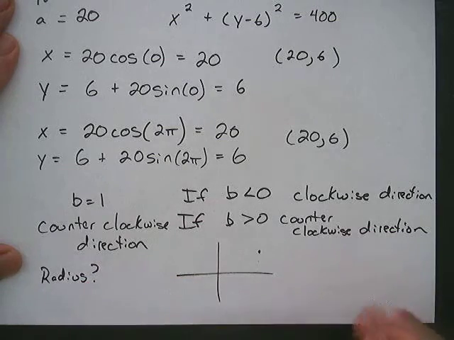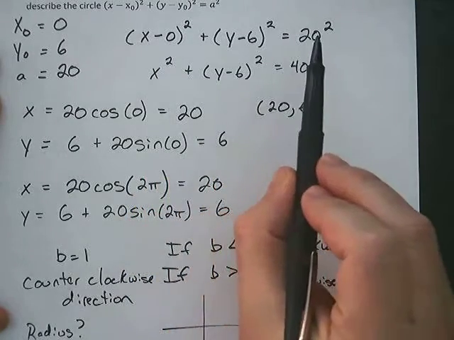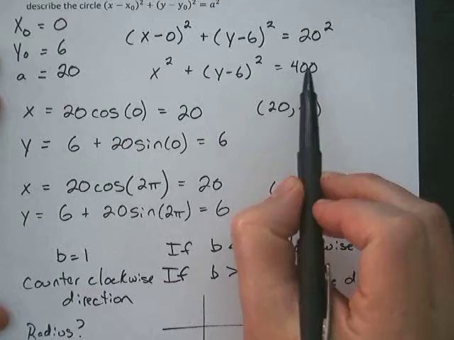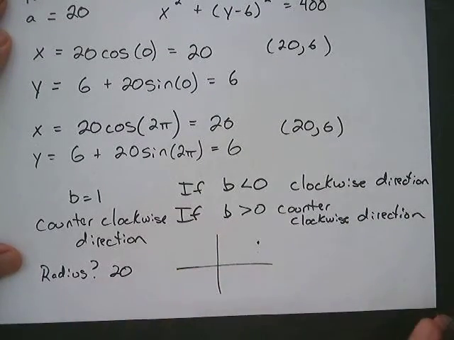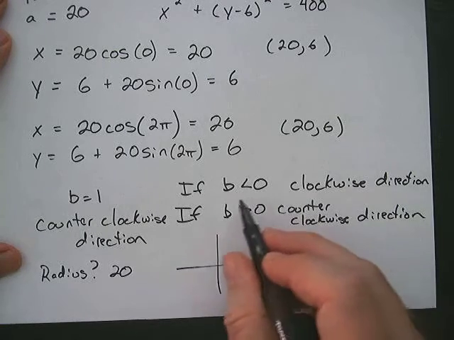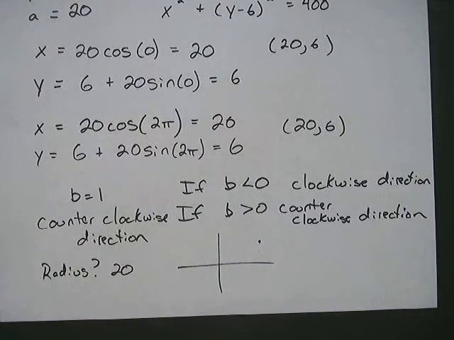Well, the radius of this circle, you can go up here where we had it written like this, 20 squared. This is r squared. So the square root of 400 is 20. So the radius is 20. So it'll be going out 20 to either side and up and down, and it'll be going in a counterclockwise direction. And that's it.